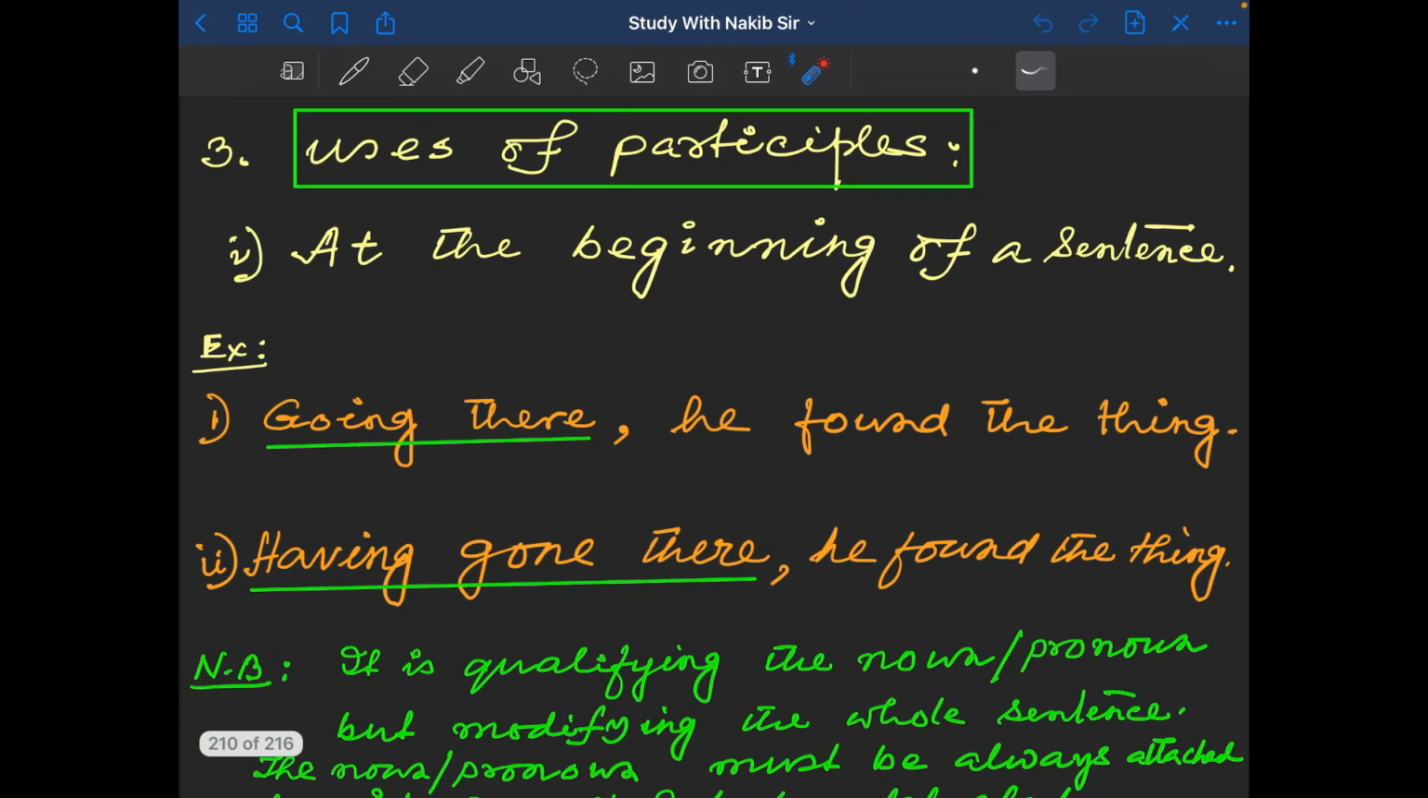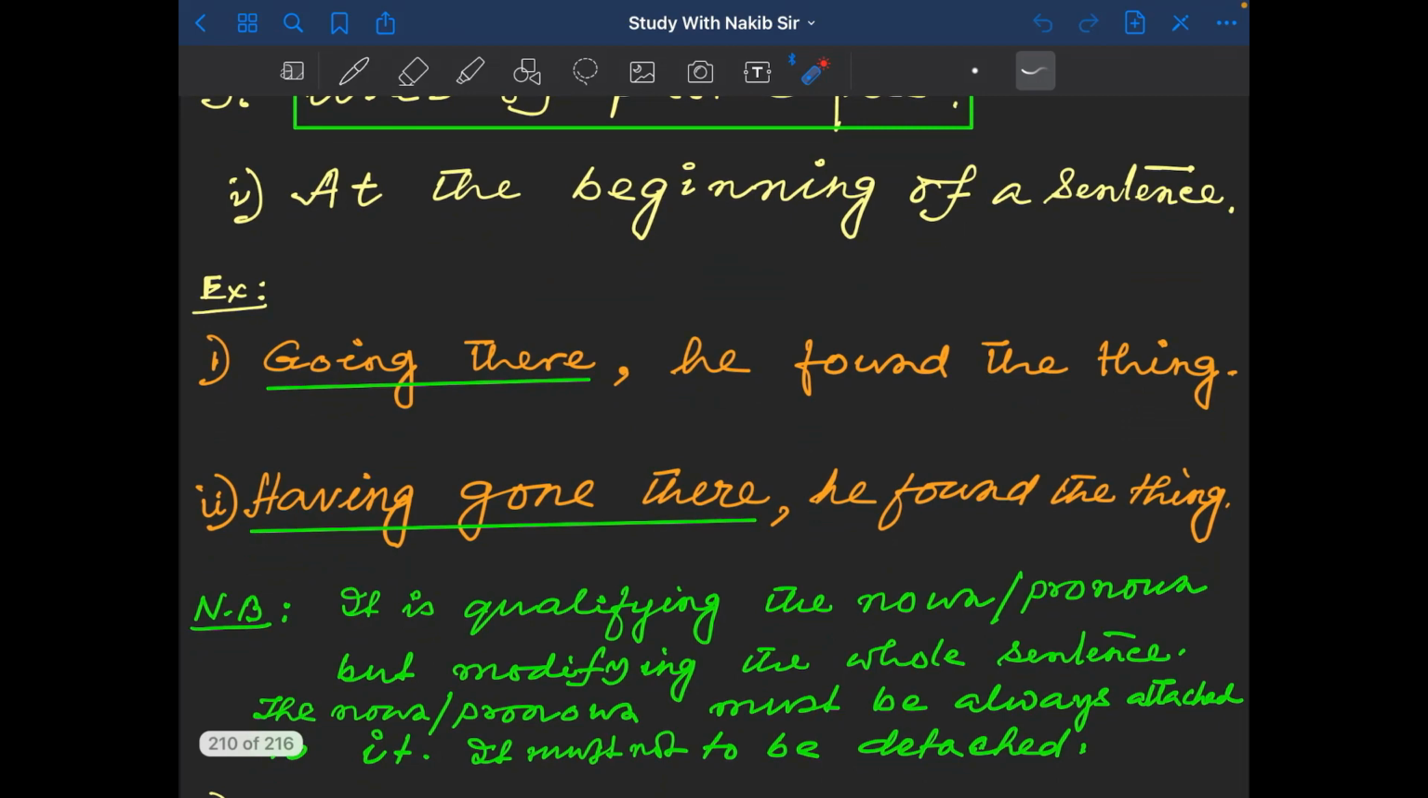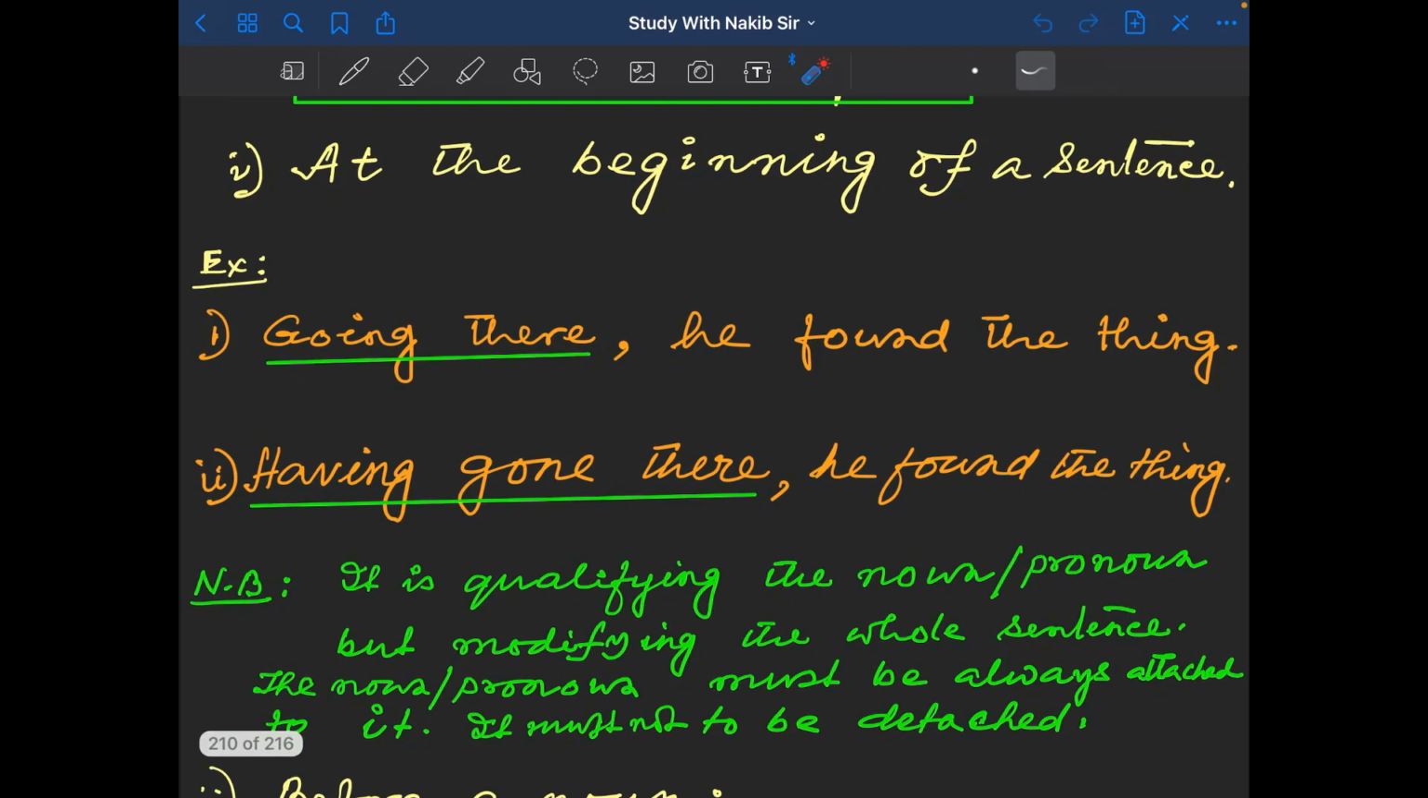Okay. Now, uses of participles. How are participles used in English? See, participles are used at the beginning of a sentence. Remember this. Now see the examples and keep the examples in your memory and there will be no problem. Going there, he found the thing. Going is a present participle. Here, going there is used at the beginning of the sentence. This one is qualifying the pronoun but modifying the whole sentence. So present participle is used at the beginning of the sentence.